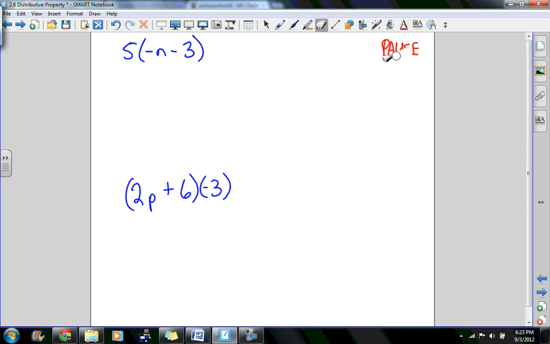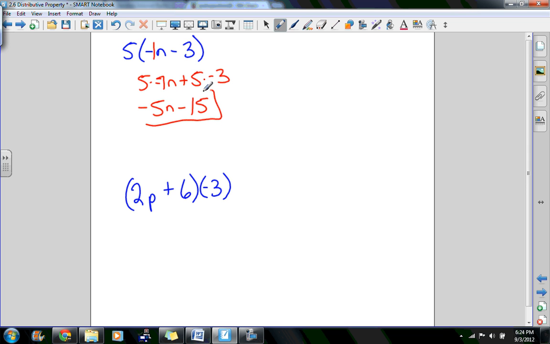Okay, so we're back. The top one here, we should have done Ann's method to turn this into a negative 1n. So I get 5 times negative 1n, and then I'm going to go plus 5 times negative 3. 5 times negative 1n is negative 5n. 5 times negative 3 will be minus 15.